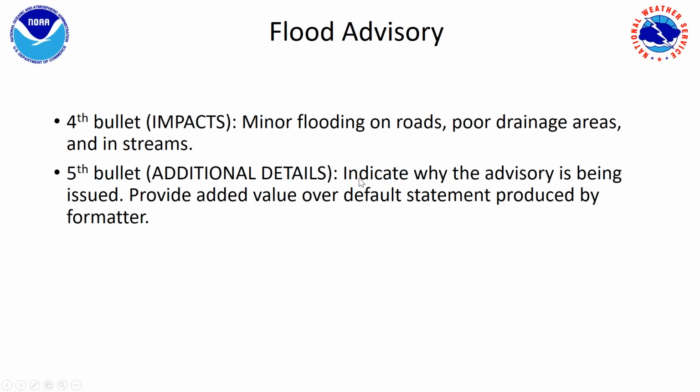And in the fifth bullet, similar to the warnings, this is your basis statement. You're indicating why the advisory is being issued. So maybe because rain gauges showed heavy rainfall over the area, or you're getting reports of ponding, that kind of thing. You would put that in the fifth bullet. That used to be in the old format of the advisory. That used to be the third bullet, and that's now moved into the fifth bullet, which is the additional detail section.